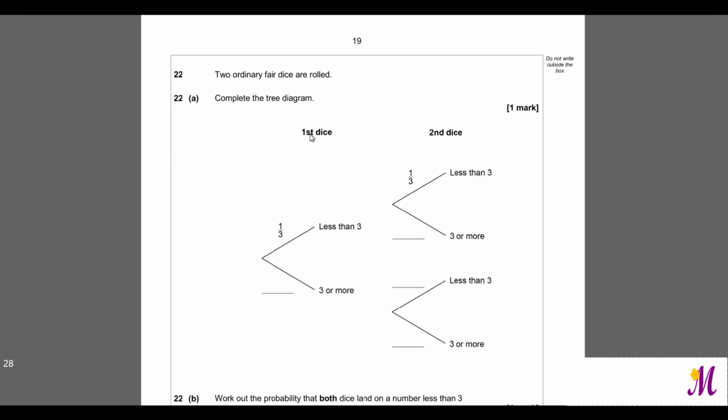This is a tree diagram. This is for the first dice and then the second dice. It's 1/3 here. That means the probability is 1/3 to get less than 3. And for 3 or more, it's just 1 take away 1/3. That is 2/3 here. Now with the second dice, it's also the same. It's 1/3, so this will be 2/3. And then here, for less than 3, that means 1 or 2. 3 or more is 3, 4, 5, and 6. So it's 2 out of 6, which is the same, 1/3 and then 2/3.